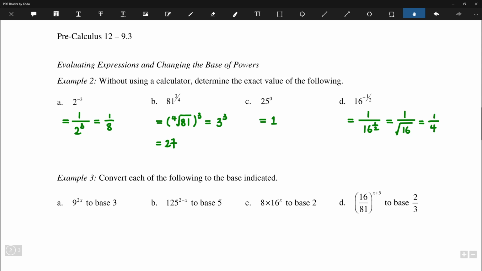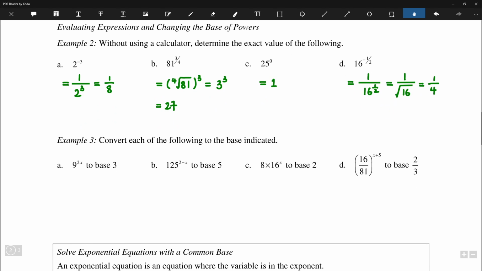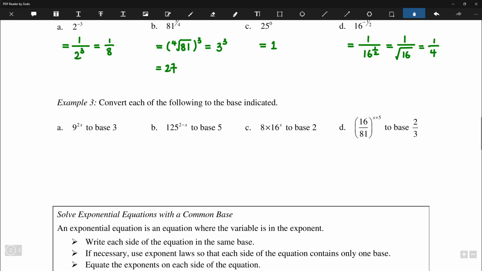So in order to solve exponential equations, one of the rules that we'll be using is the change of base. That is to say, we're going to rewrite exponential expression with oftentimes a simpler base. So for example, instead of 9 to the 2x power, we can rewrite 9 as 3 squared. So we have 3 squared to the 2x power, which of course is just 3 to the 4x power.